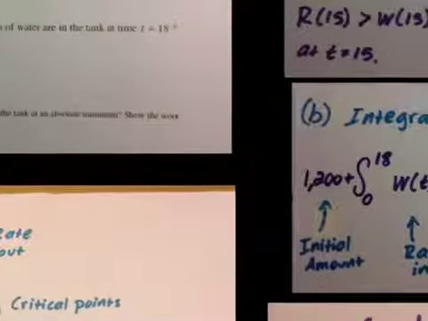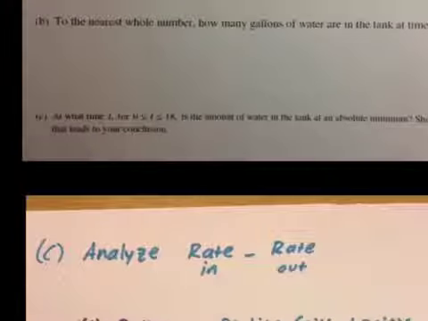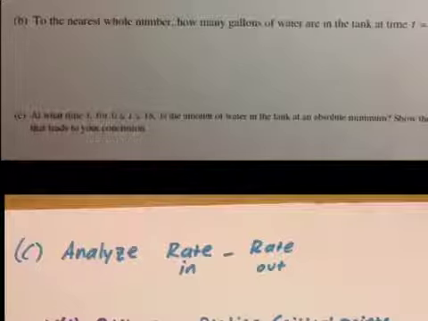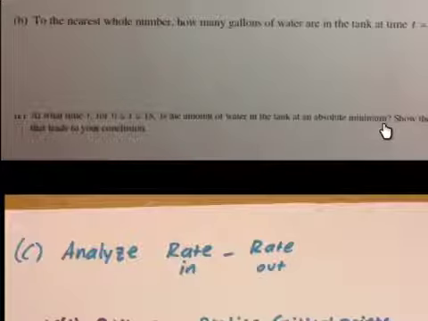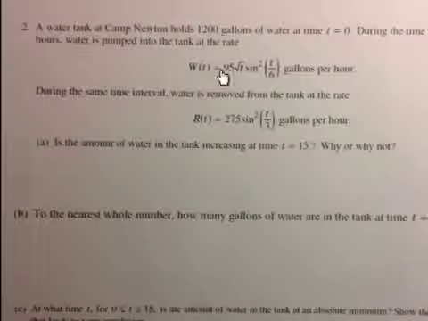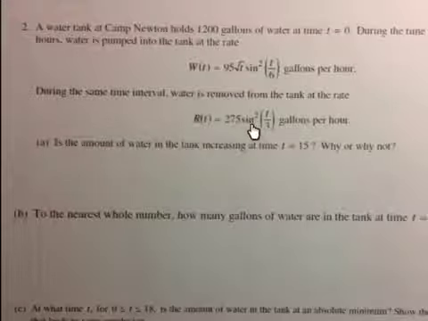Alright, moving on to part C, which is the most complicated part, the more difficult part. At what time is the amount of water in the tank at an absolute minimum? And the key words here are absolute and minimum. So since you have a rate, you have a derivative of water going in and then the water going out. You're going to associate water going in as positive values, and then associate water going out as negative values.